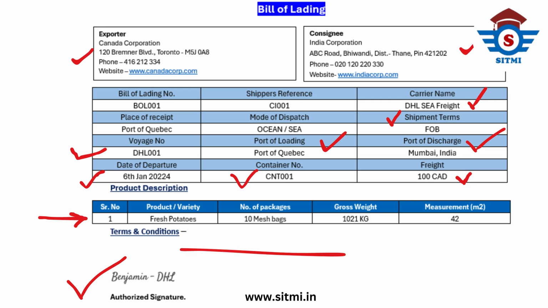The 10th point is terms and conditions. Any terms and conditions related to the transportation of the goods, including liability, insurance, and dispute resolution mechanisms, may be included in the bill of lading.